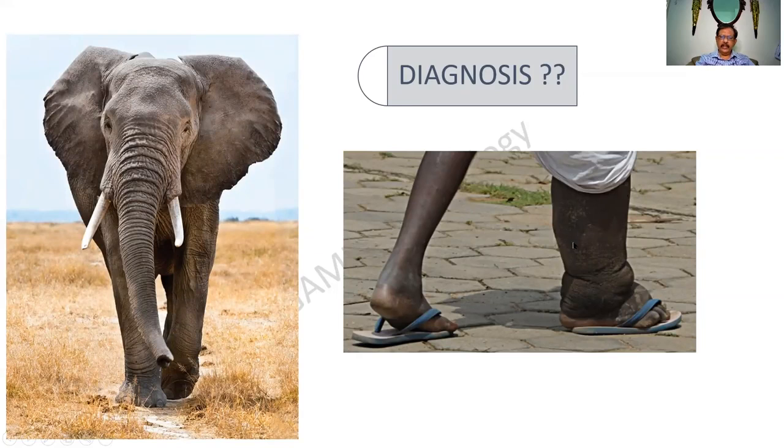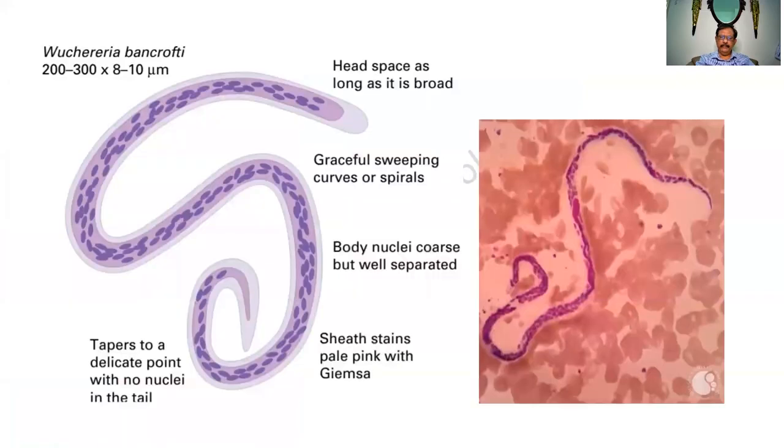There are two reasons. Not that the leg is as big as an elephant, but the hide of the skin is as thick as the elephant's, and it is called pachyderma. And elephantiasis, filariasis of the leg, usually it is unilateral, and you find that there is a non-pitting edema that develops.